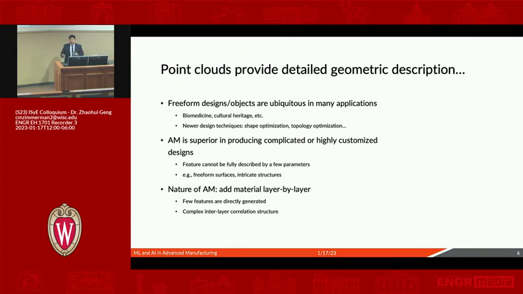Nowadays we have all kinds of fancy design tools such as topology optimization and shape optimization that can help us generate very intricate features and freeform surfaces, right? On the other hand, additive manufacturing is superior in producing these features, which gives us a challenge: how to measure these deviations. Point clouds can provide a very detailed description of these features that generally cannot be described by parametric models.